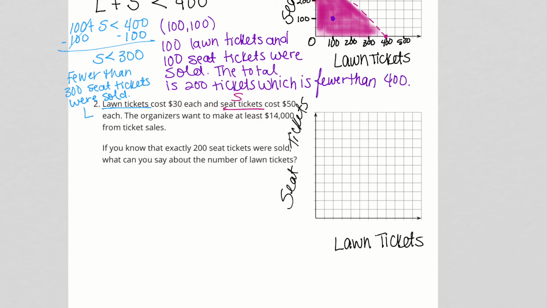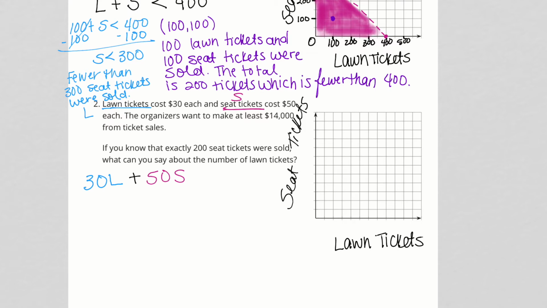All right, what's my first equation going to look like? Does anybody have any ideas? L plus S is greater than or equal to 14,000. Okay, so L plus S gives me the quantity of tickets. What do I have to do with the quantity of tickets? Multiply by the cost. So we're going to say 30L, because lawn tickets cost $30, plus 50S, because seat tickets cost $50.